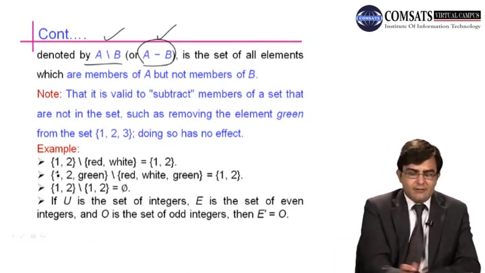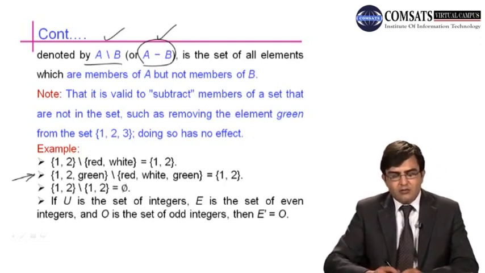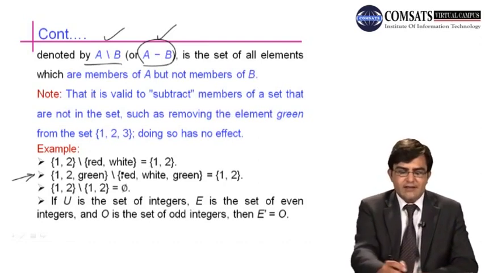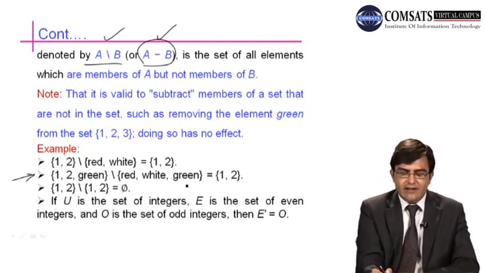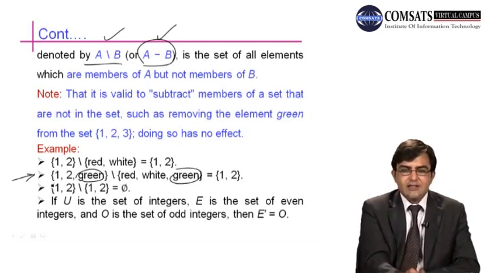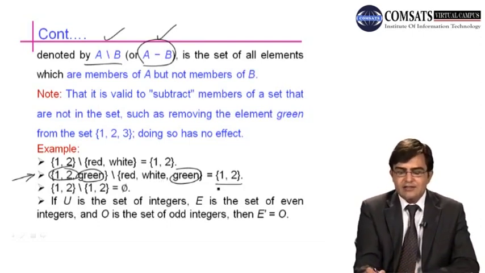For example, if we have this example, {1, 2, green} minus {red, white, green}, so green is common in these two sets and we are subtracting B from A, so we write only those elements of A which are not in B. So this is basically A minus B.